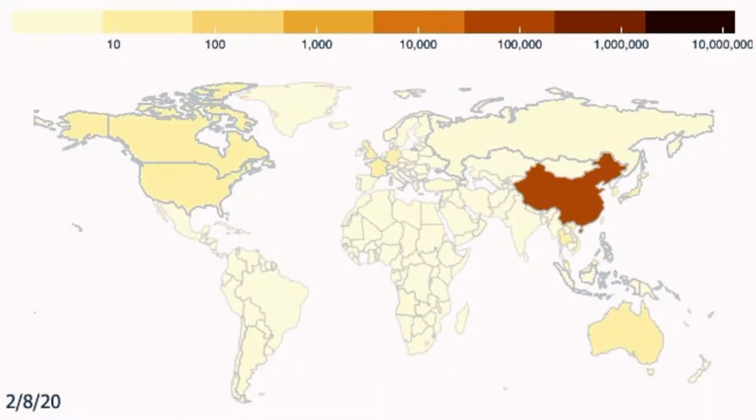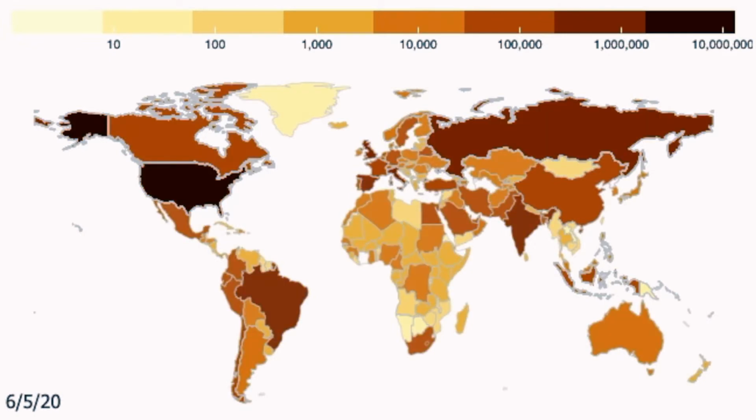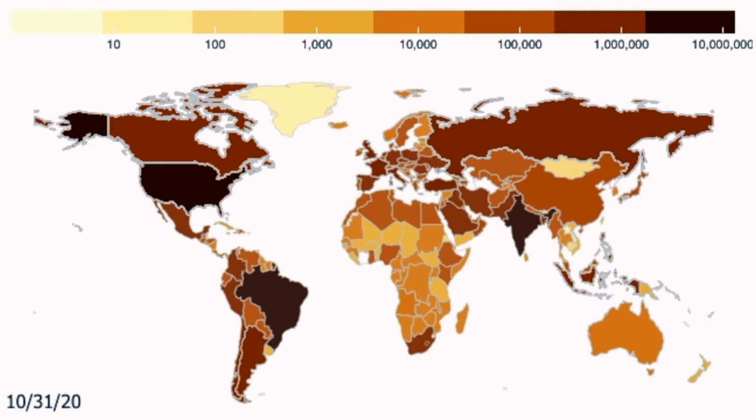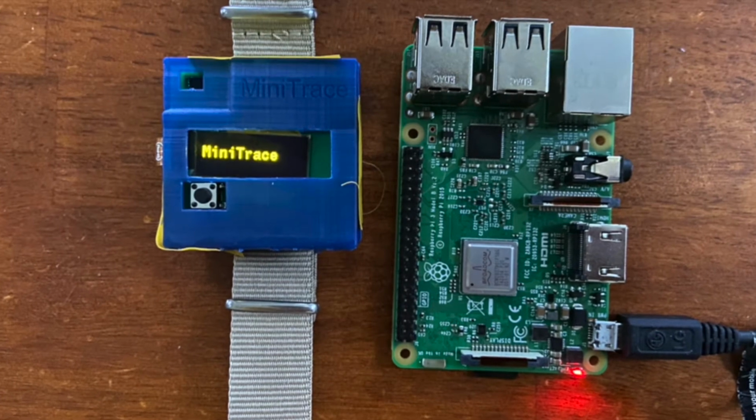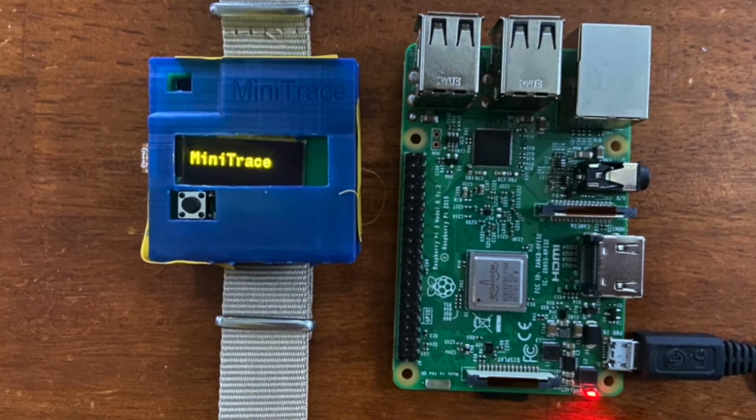Since the beginning of 2020, over 60 million people have been infected by the coronavirus pandemic worldwide. As this number is currently rising faster than it ever has before, we must take action now to help slow the spread of COVID-19. Our solution, called MiniTrace, attempts to decrease the number of COVID-19 cases by tracking possible exposures through contact tracing.